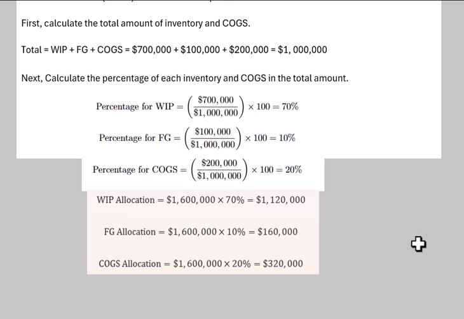And we will do that by allocating it to WIP, finished goods, and cost of goods sold. Okay, this is a different approach rather than just dumping it all in cost of goods sold.